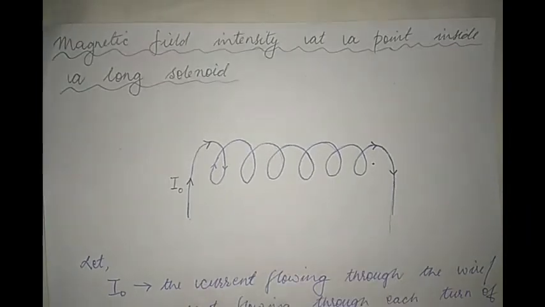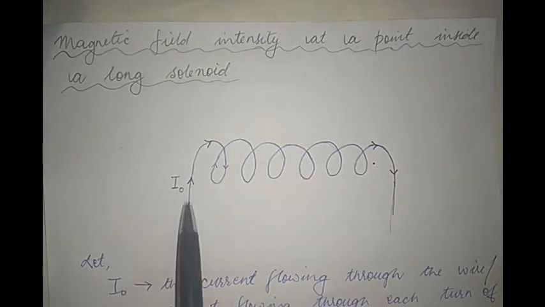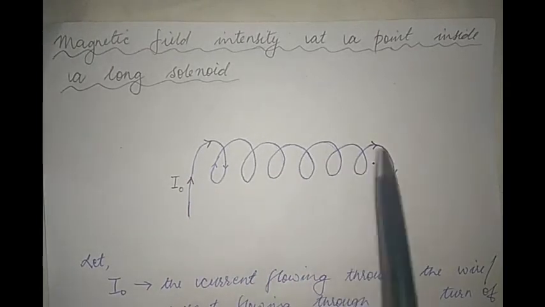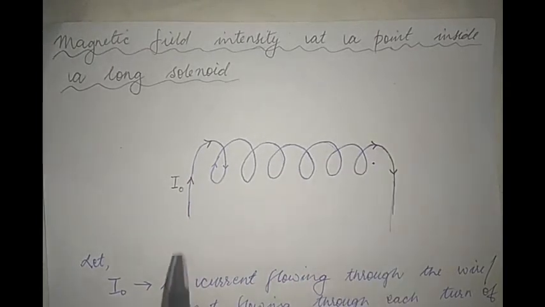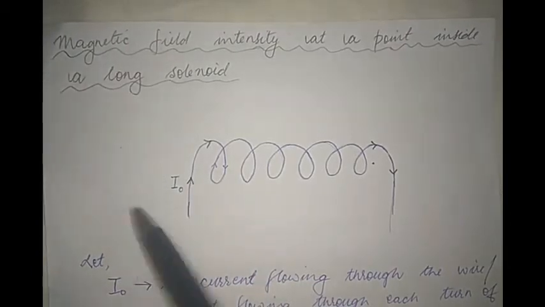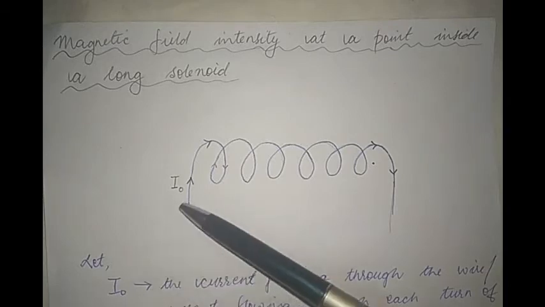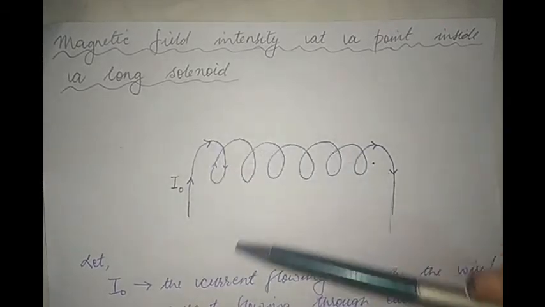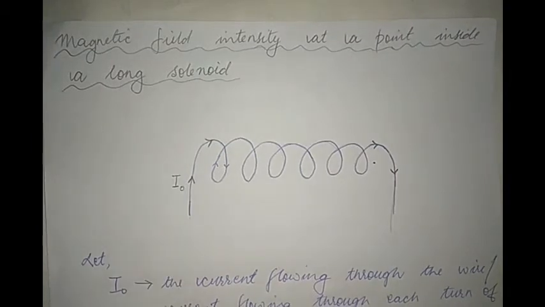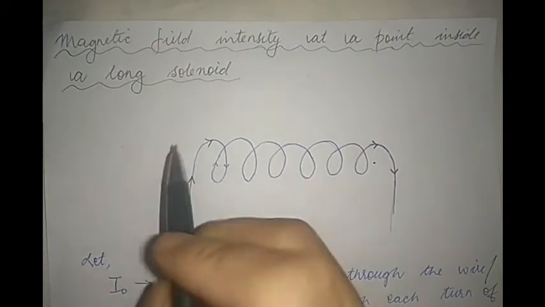So we have this solenoid here, and current I0 is flowing through this wire, which means current I0 is flowing through each turn of the solenoid. Another thing, if someone looks from this side, this end, he or she will see current flowing in the anti-clockwise sense. So therefore, this side of the solenoid acts as the north pole.